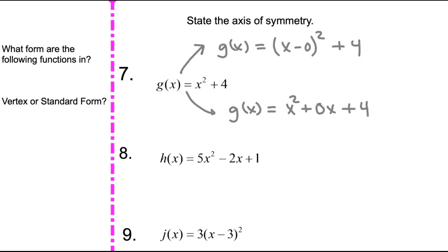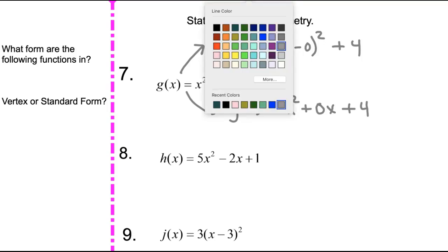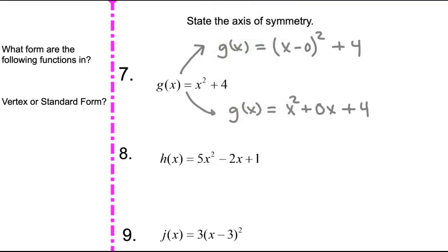So it's kind of like a tweener. You could do either one almost. It could be vertex or standard form. Either way, what is the x value of the vertex going to be? 0. If you did the opposite of b over 2a, you'd have 0 over 2. Or if you just did vertex form up here, you'd say, oh, okay, (0, 4). Either way, you'd find that your axis of symmetry for number 7 is 0. All right.